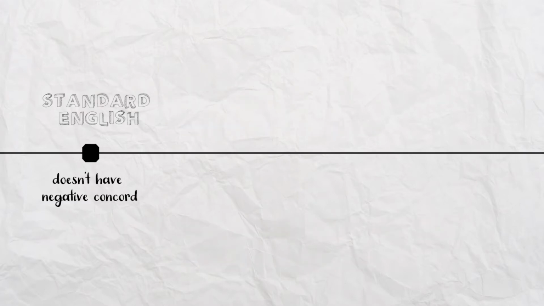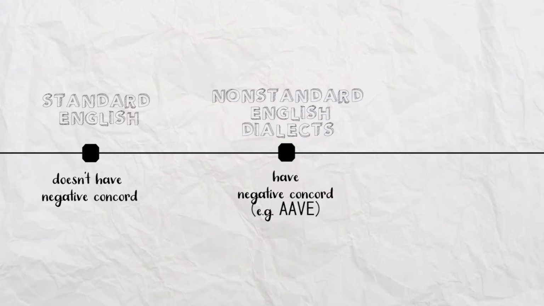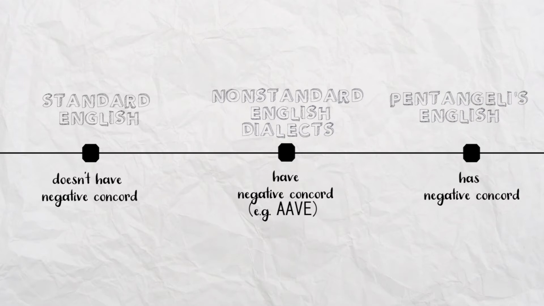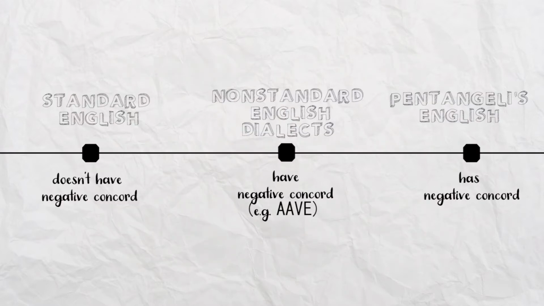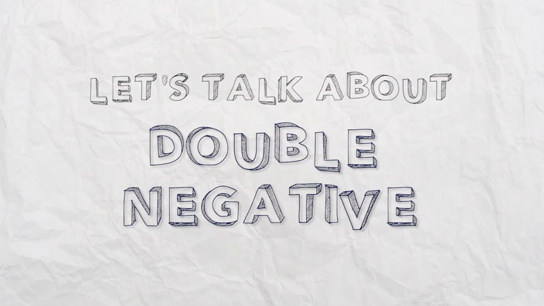Standard English doesn't have negative concord. Some non-standard dialects do, like African American vernacular English, or the English that Pentangeli is using in this video. So he's not using standard English. His English has negative concord. Negative concord is also known as double negative. Well, it's not the same as double negative.